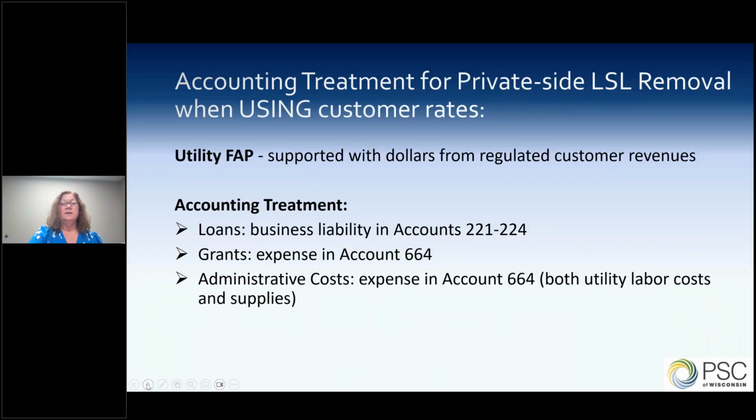So this is different than that limited exception that Angela explained under the statutes. The utility financial assistance program, where we only have a dozen or so utilities right now with those authorized programs. You could be giving out a combination of loans and grants to customers to replace their customer side service line. Loans will go on your balance sheet as basically a liability from the customers that you'll be collecting. Grants, since you're spending that money handing out that grant, go on your operating income statement in account 664, and your costs to administer those grants and loans would also go on account 664. So again, just to emphasize, this is for a utility financial assistance program that's been approved by the commission.